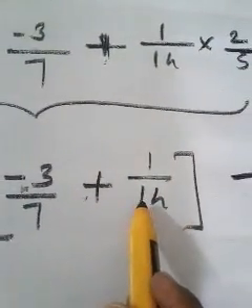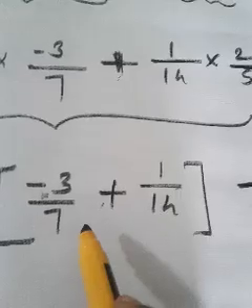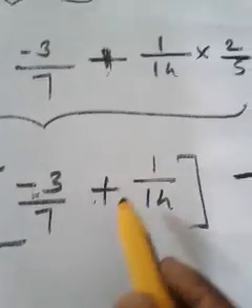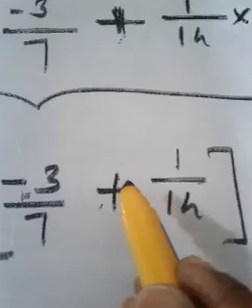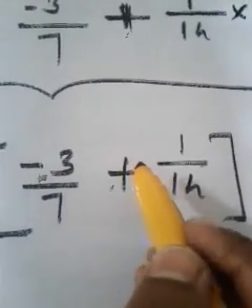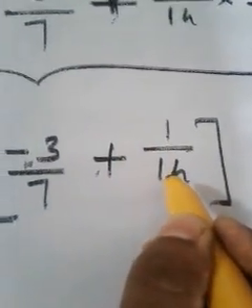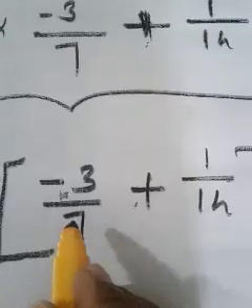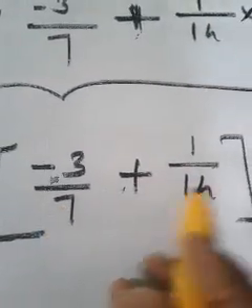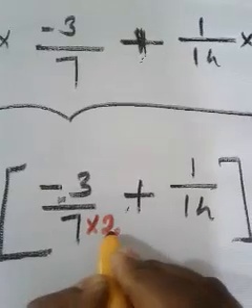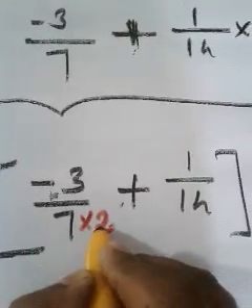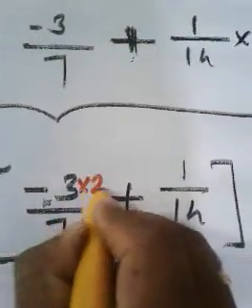Here the denominator is 14. Why am I using the LCM method? Because here the operation is addition. If it is addition or subtraction, you have to use cross multiplication or LCM. Since the denominator here is 14, here it is 7. Can you make this 7 as 14? Yes, you can, but just multiply with 2. That means the denominator you must multiply with 2. When you multiply the denominator with 2, the numerator also you have to multiply with 2.